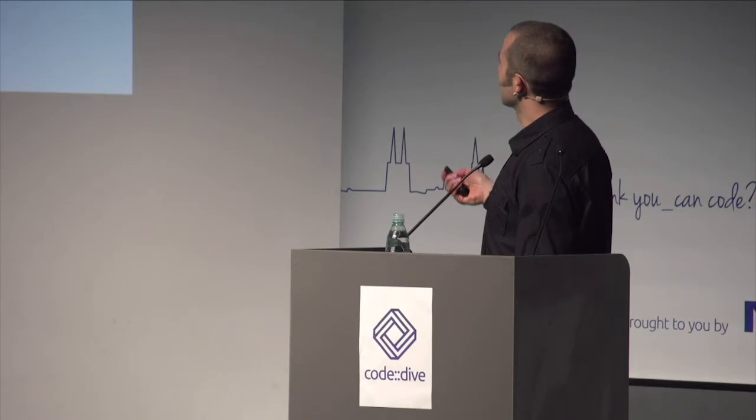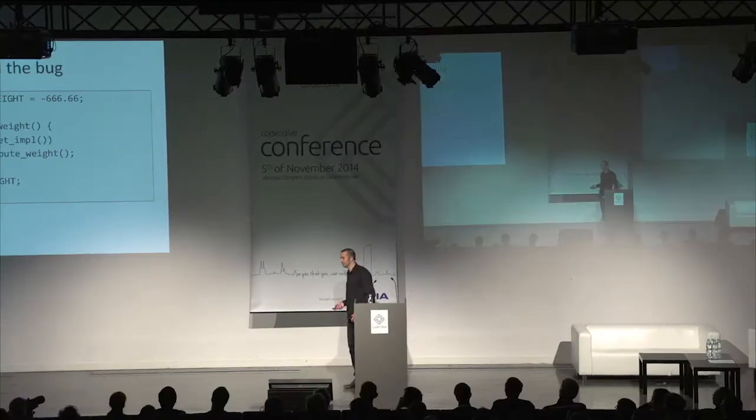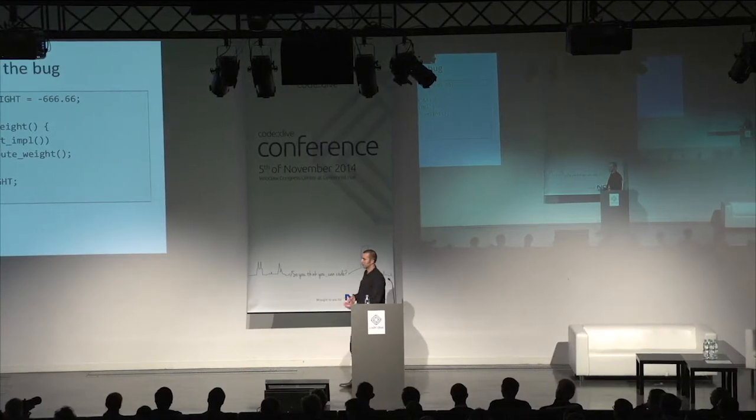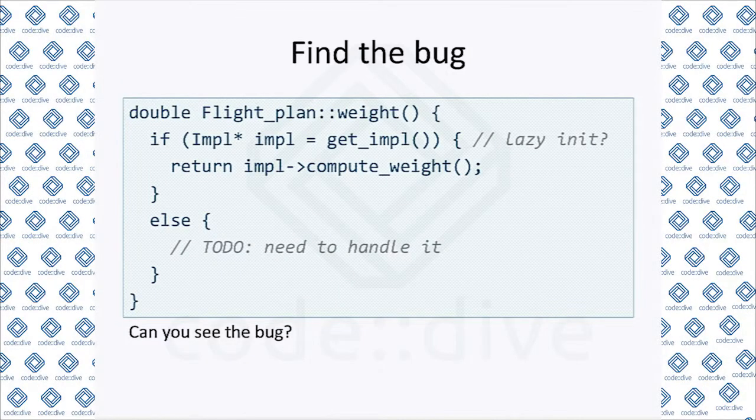He invents some magic constant, like bogus weight, and now it's clear what to do. We return it. If you get a negative number, it's not a weight, you have to do something else. If it's positive or zero, you have weight. Can you see the bug in this code? And it doesn't have any undefined behavior, it's technically correct.